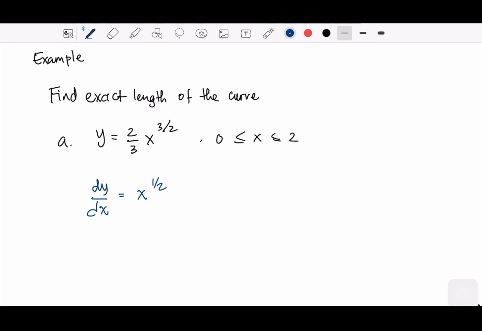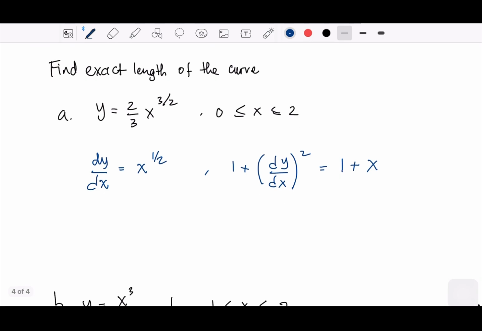And then we can write the formulation step by step. We can write this first: 1 plus x with the power of half squared becomes just x. So the L is just the integration from 0 to 2 of the square root of 1 plus x dx.